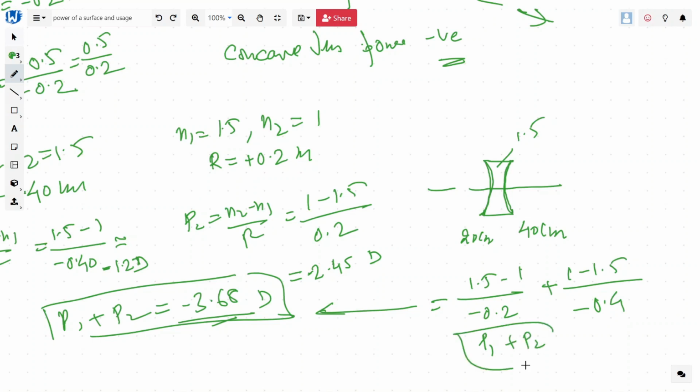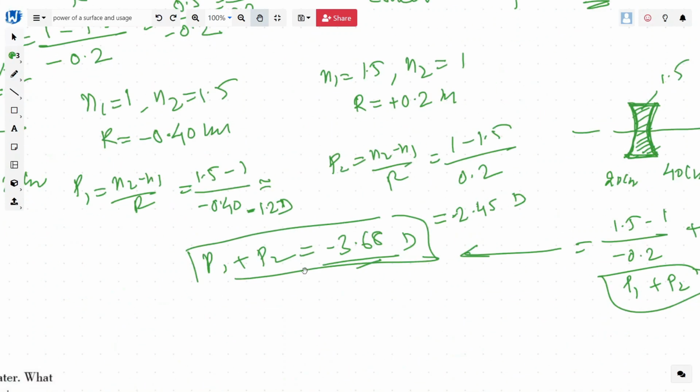So what it means is that whether we calculate the power using this side or that side, that reversibility does not matter, right? The power remains the same for the lens from both sides, like we observed for the spherical surface, right?